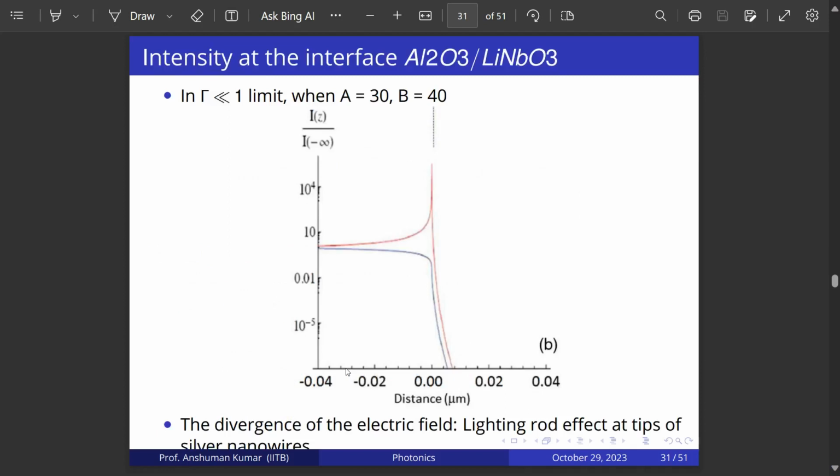In the limit where gamma is much less than 1, and taking some values of a and b, a equals 30 and b equals 40, we find that the intensity diverges sharply at the interface and then decreases. Why it happens is because of the lightning rod effect of the tips of the silver nanowires. At the interface, the silver nanowires in the hyperbolic metamaterial end, and lithium niobate starts. So there is a divergence, and after that, the electric field decreases sharply.